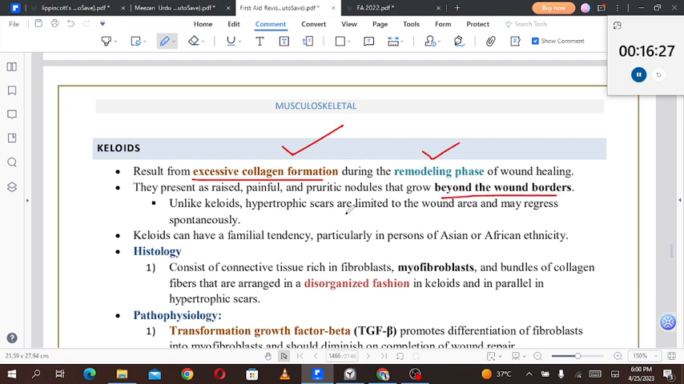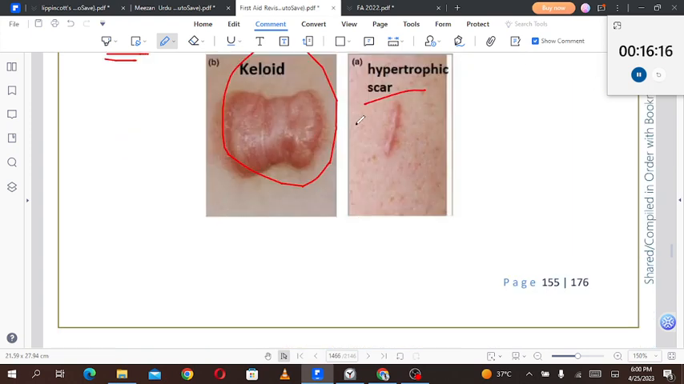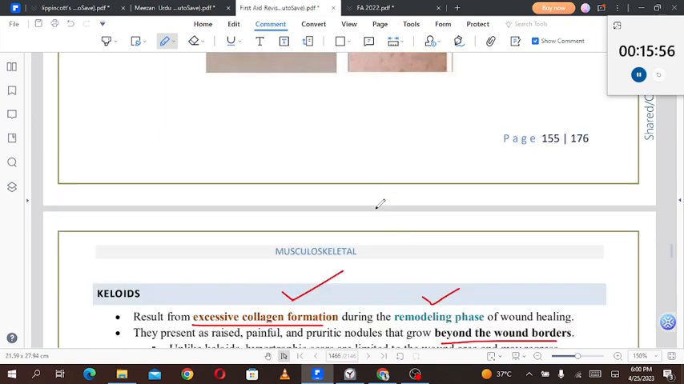Unlike keloids, hypertrophic scars are limited to the wound area and may regress spontaneously, although there is excessive collagen deposition in the hypertrophic scar as well, but that is confined to the borders of the lesion. So if this was a scar, if this was the margin of the wound, the hypertrophy of the collagen fibers is limited inside the border of that. But for the keloid, suppose this was the initial lesion and the keloid has grown all the way over here. That is most commonly seen in the ear lobules after piercing of the ears.